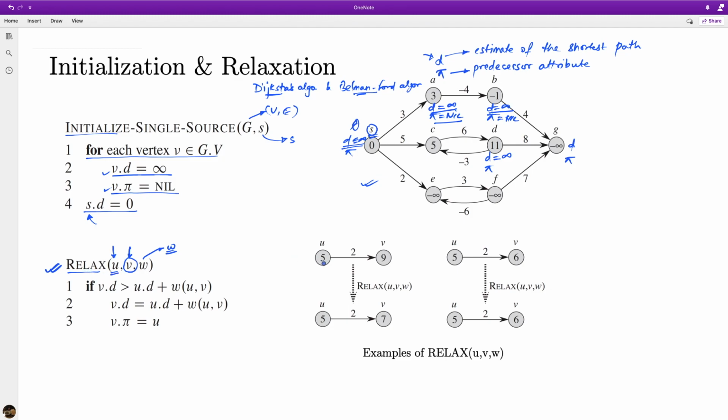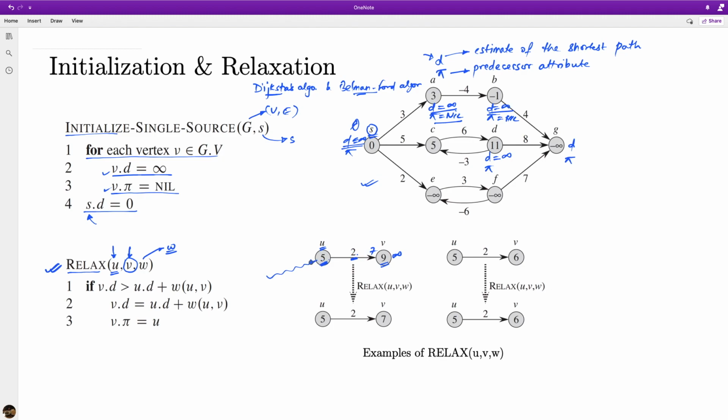Say we have a part of the graph that looks like this, and because of some operation we found out that the shortest path estimate to U is 5. And now we know that there is a path from U to V that costs 2. Let's also say that V already has a shortest path estimate of 9. This could be infinity, or any value that is appropriate for V. Now that we have found the shortest path estimate of U to be 5, we know that if we take this path of 5 plus 2, then we can reach V with a cost of 7.